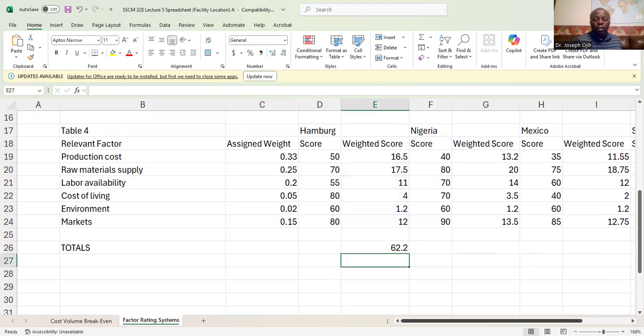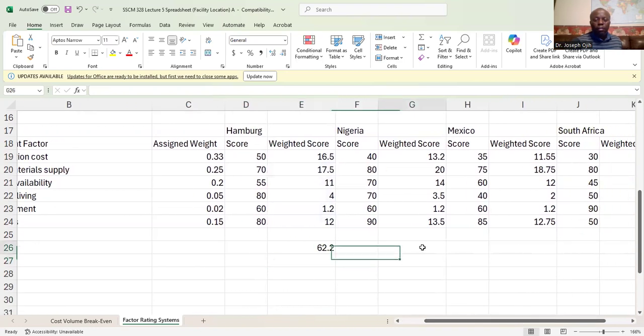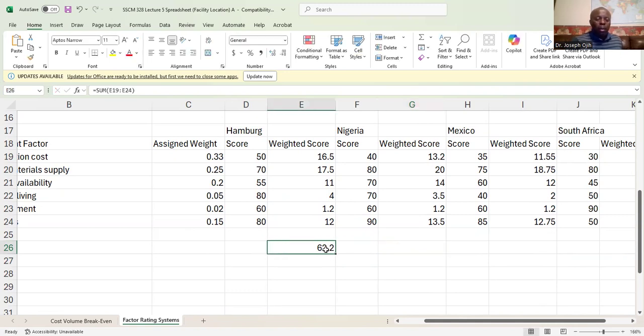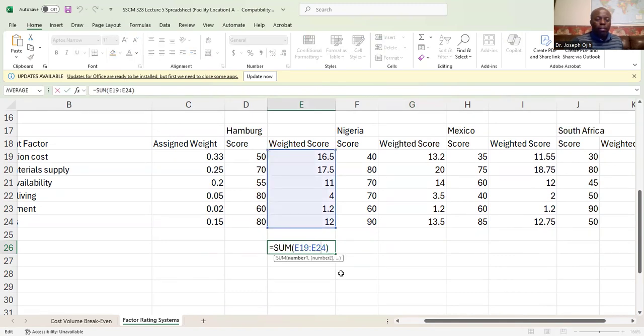Okay. Now for Nigeria. Can you show what you just summed again, please? Yeah, I'm about to do it for Nigeria now. It's the same formula. Are you talking about what I summed or how I got it? I just wanted to see the formula for the 62.2. Oh, okay. I'm going to use this. It's right here, E19. Just sum. You highlight the weighted score.